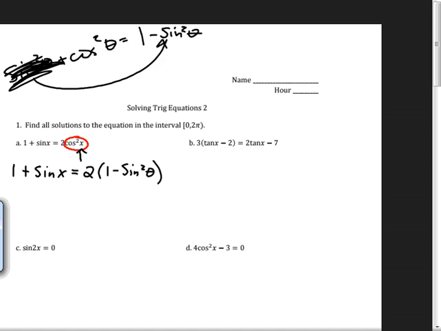Now, let's just multiply it out. 2 times the 1 makes 2. 2 times the negative sine squared makes negative 2 sine squared.